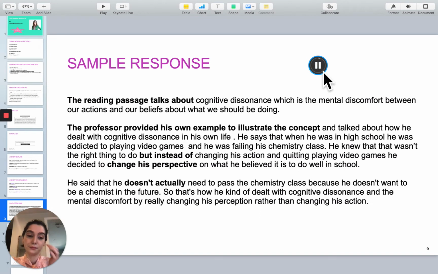The reading passage talks about cognitive dissonance, which is the mental discomfort between our actions and our beliefs about what we should be doing.